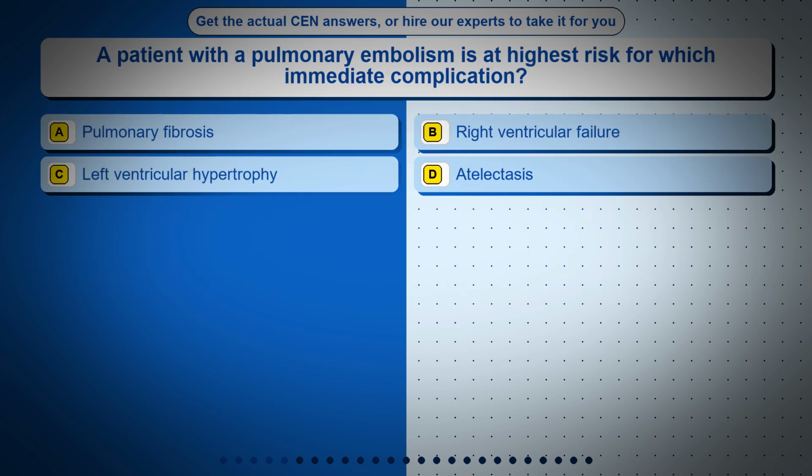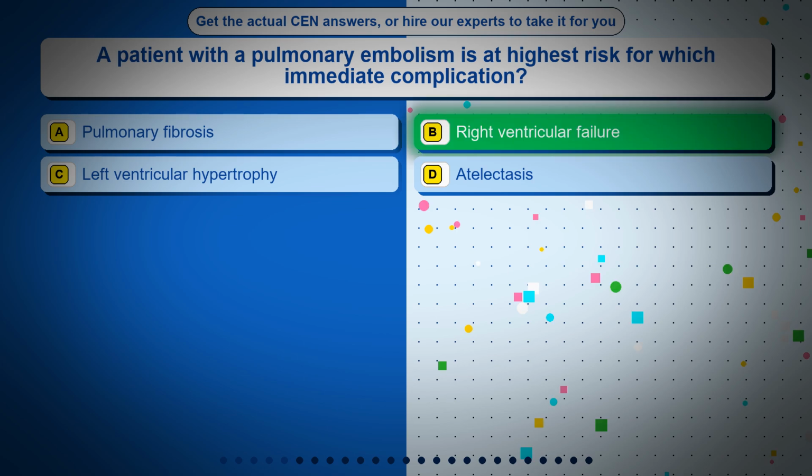Question 5. A patient with a pulmonary embolism is at highest risk for which immediate complication? Option A. Pulmonary fibrosis. Option B. Right ventricular failure. Option C. Left ventricular hypertrophy. Option D. Atelectasis.